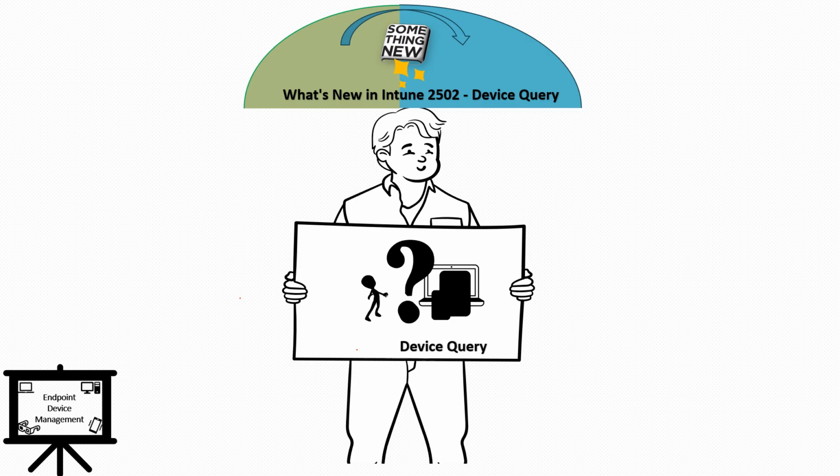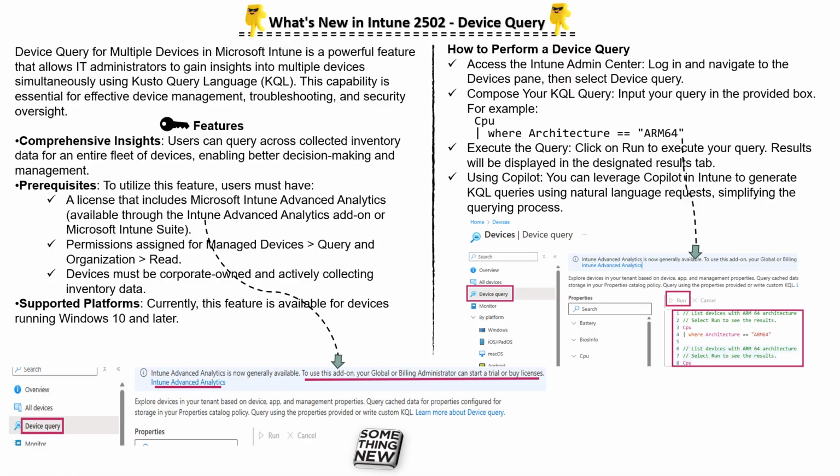Today, we're diving into one of the most powerful features in Microsoft Intune: device query for multiple devices. This feature is a game changer for IT administrators, offering real-time insights across an entire fleet of devices using Kusto Query Language, or KQL. Whether you're troubleshooting, managing devices, or ensuring security compliance, this tool is essential. Let's explore how it works.